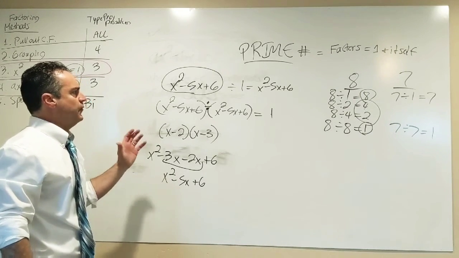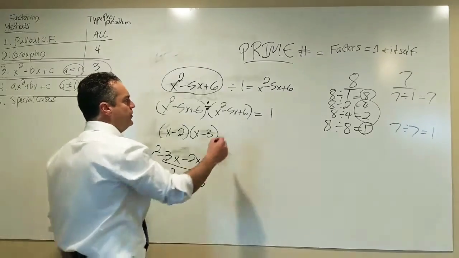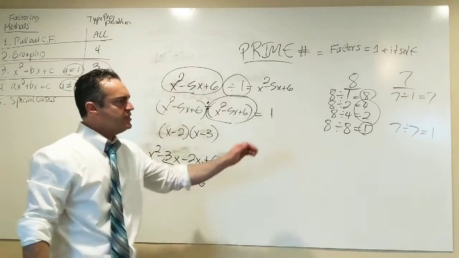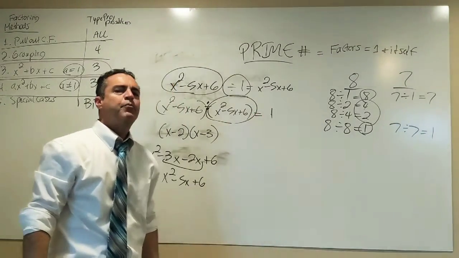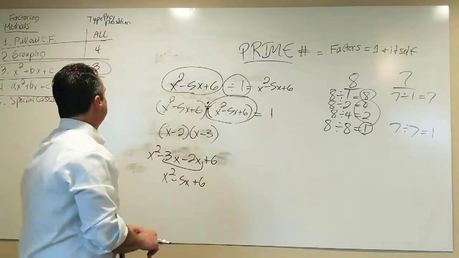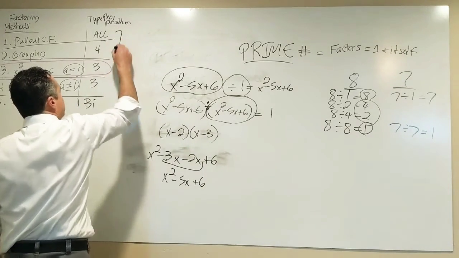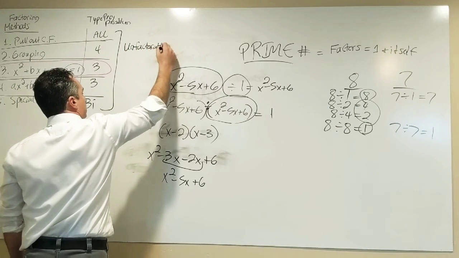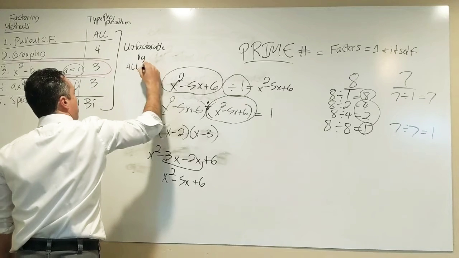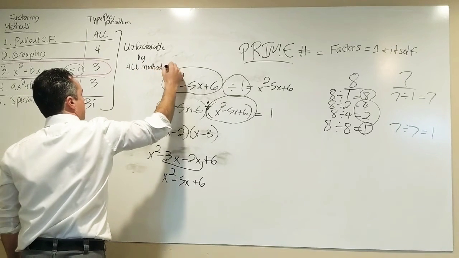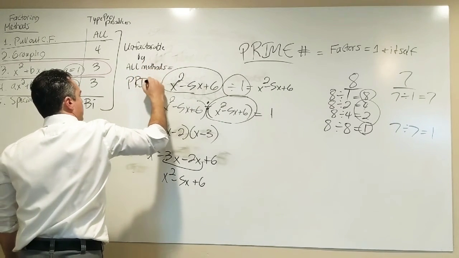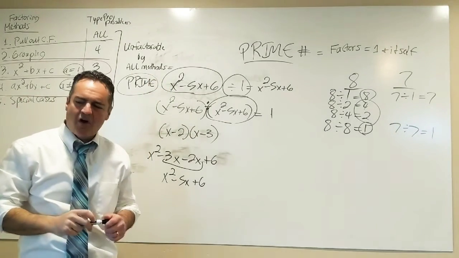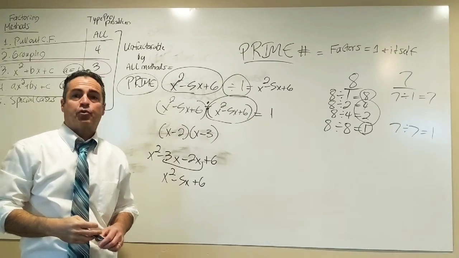What if a polynomial is only divisible by 1 and only divisible by itself? Just like the number 7, it would be prime. And so what we're going to find here is that if something is unfactorable by all methods, okay, it's prime. And so tonight in your homework, you're going to run into that occasionally. And that's one of the hardest answers to accept, is prime.